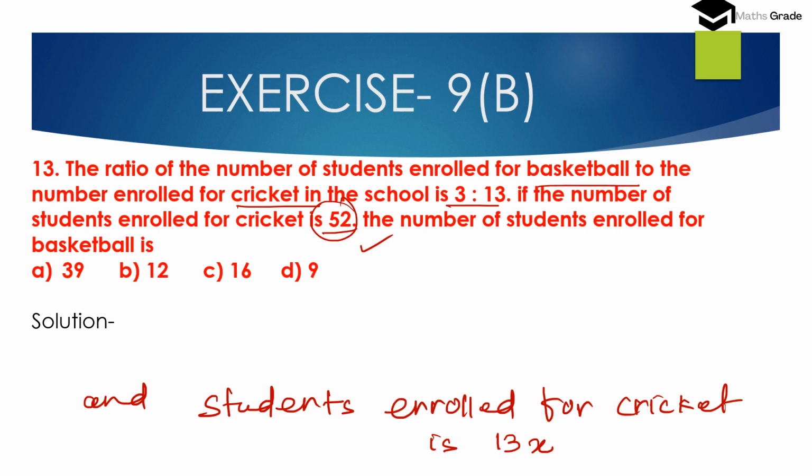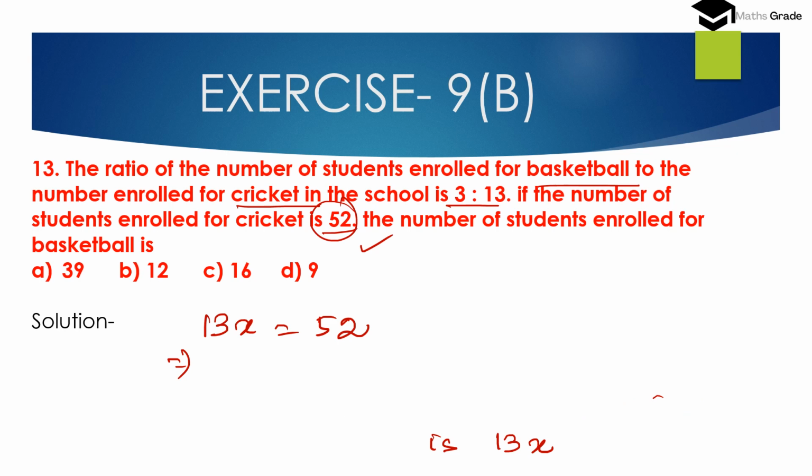Now it is given that the number of students enrolled for cricket is 52. That is, 13x is equal to 52. So x will be 52 divided by 13, which is equal to 4.